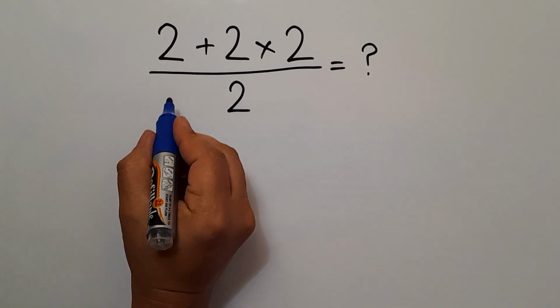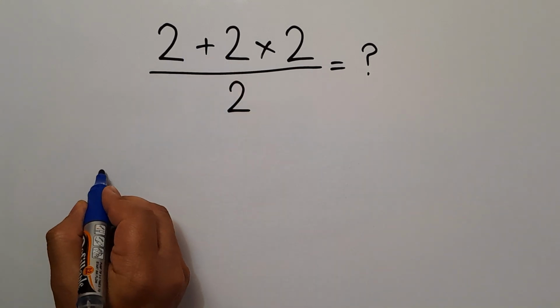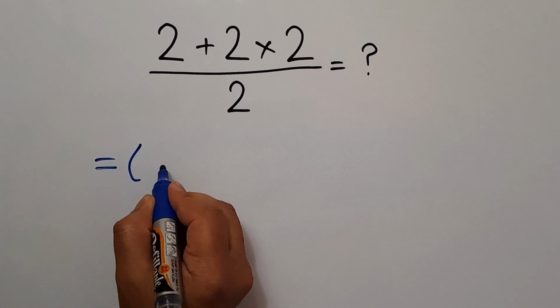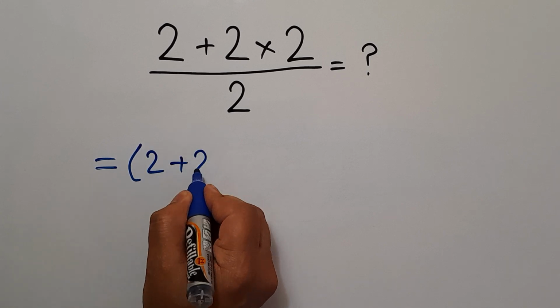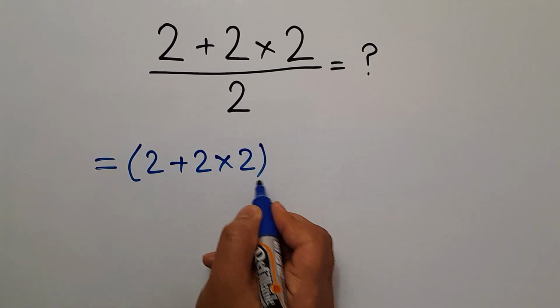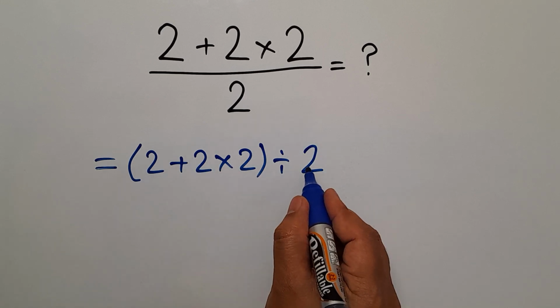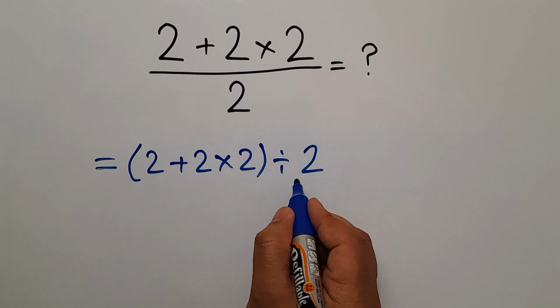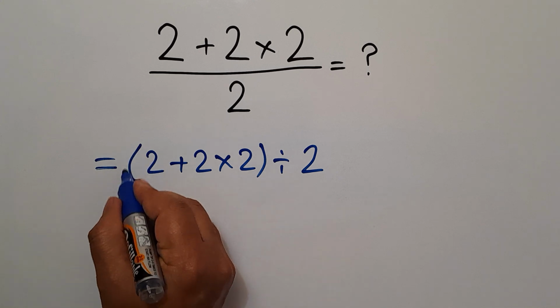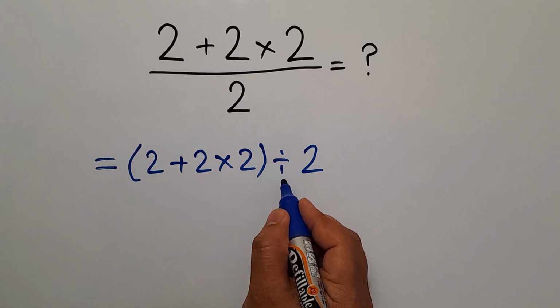Now, the correct path. Our fraction can be written as parentheses 2 plus 2 times 2, divided by 2. The numerator divided by the denominator. And here in this expression we have these parentheses and this division.